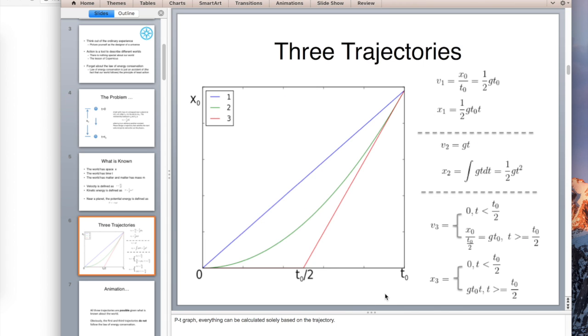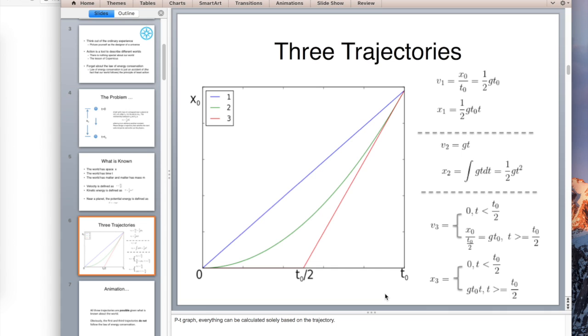So given what is known about the world, we are still left with an infinite number of possibilities of trajectories between the start point and end point. To make the problem simpler, we only consider 3 trajectories, and we will choose one of the 3 trajectories as the real trajectory in this world. So let's see what the 3 trajectories are.